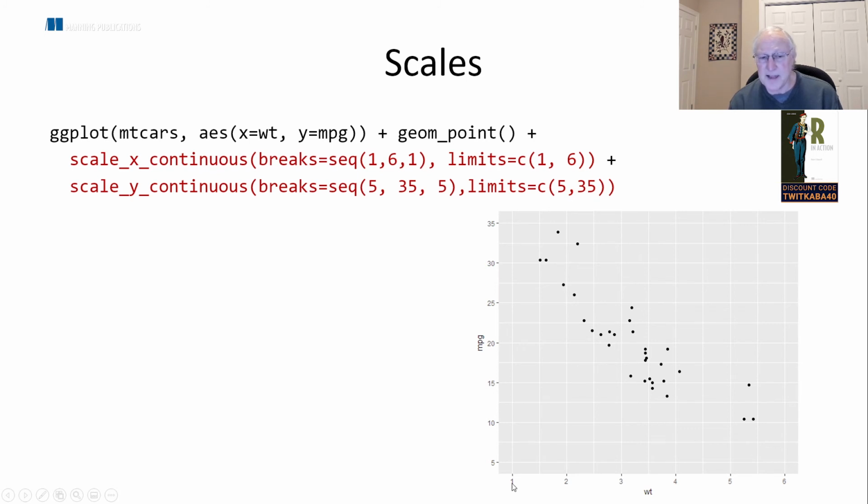But we want to specify exactly what's on the X and Y axis. So here we say, give me a break from 1 to 6 every one place. So it gives me 1, 2, 3, 4, 5, 6. On the y-axis, give me a break from 5 to 35 every 5. And we can also specify the limits. 6 is the highest, 1 is the lowest, and 5 is the lowest, 35 is the highest, if you want to just look at a portion of the graph.